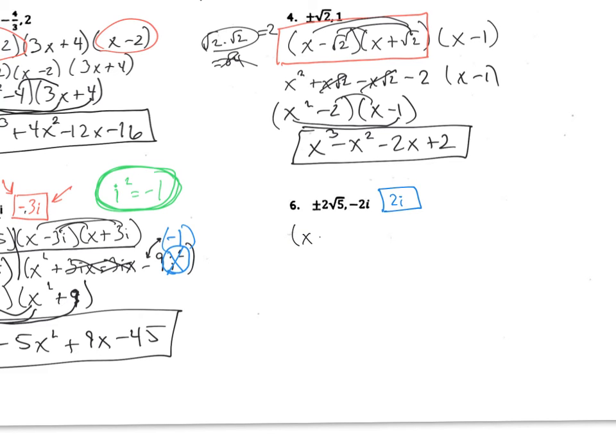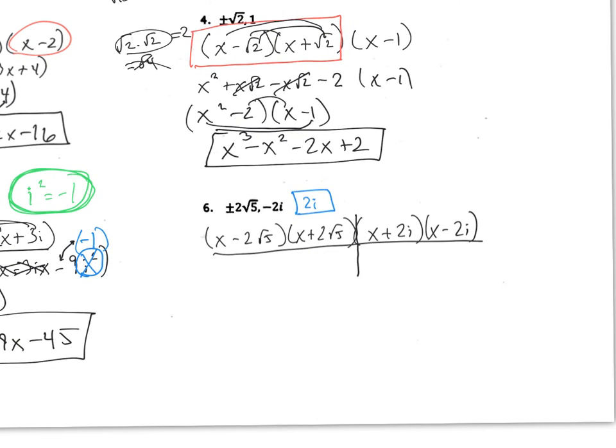So we have x minus 2 radical 5, x plus 2 radical 5, x plus 2i, and x minus 2i. We have to do the imaginaries first. I would really recommend that. So I'm going to split this up like this, and I'm going to multiply these imaginaries first. And I'm going to leave this alone for the time being. We'll get to that in a second.